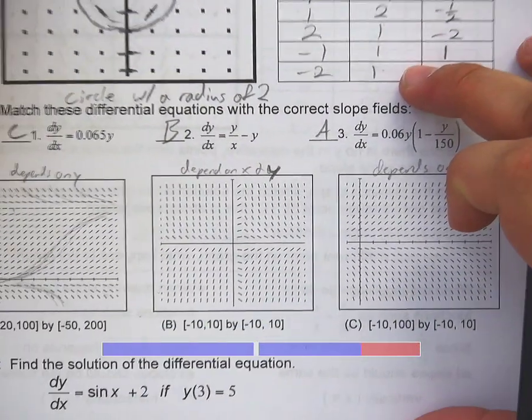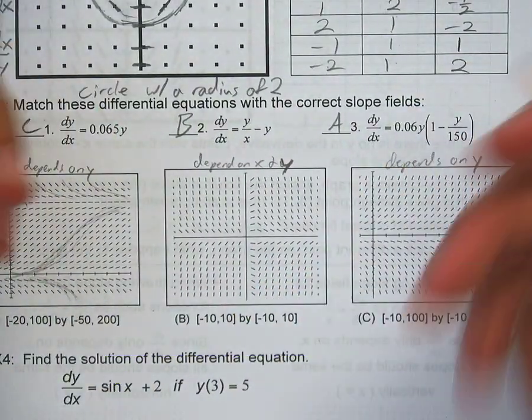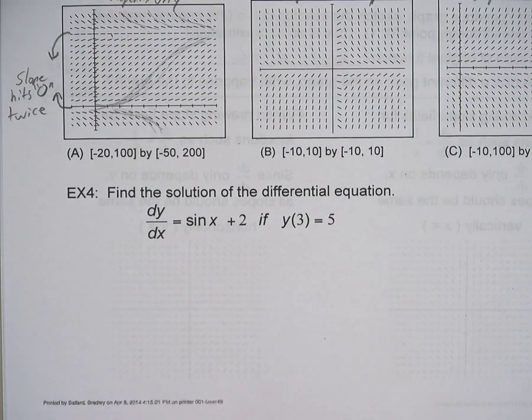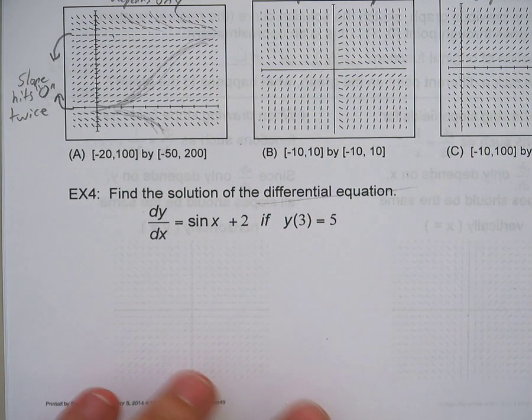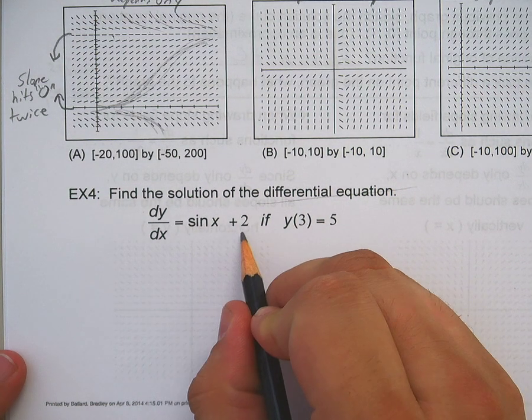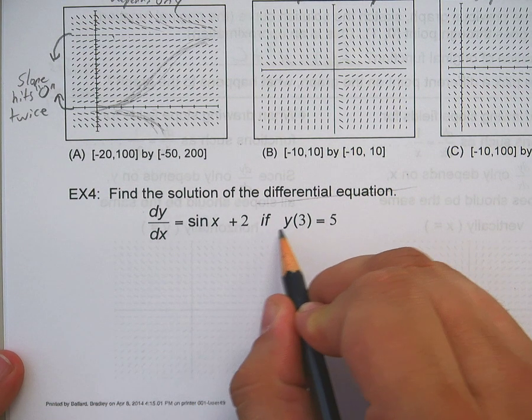So just a little bit of exercise on matching, all right? And it's a skill. We have to get used to it. We'll do a lot more in class, obviously. But for the sake of time, let's get to this last one here. Find the solution to the differential equation. Okay. It gives me the derivative, and then it gives me my initial condition.